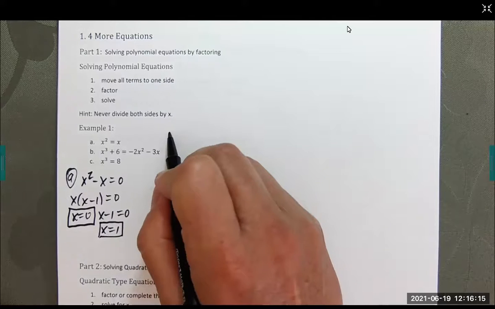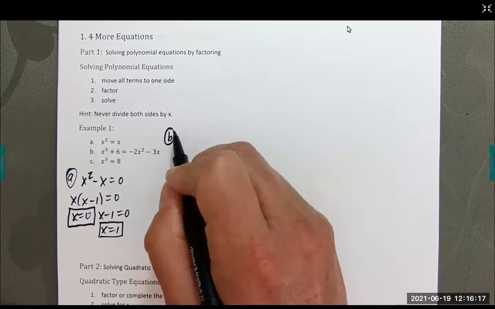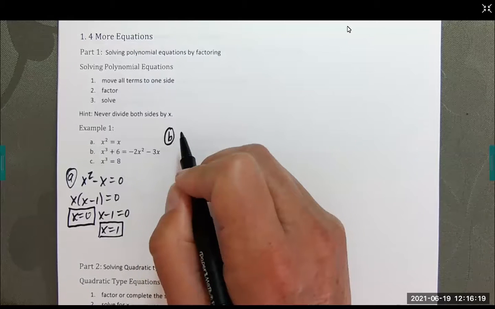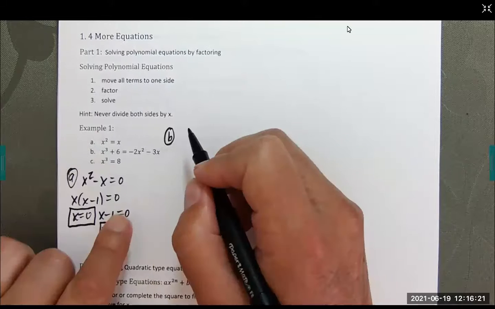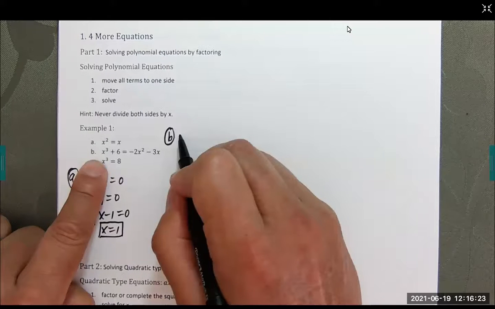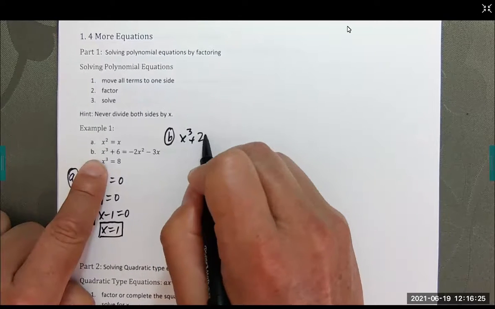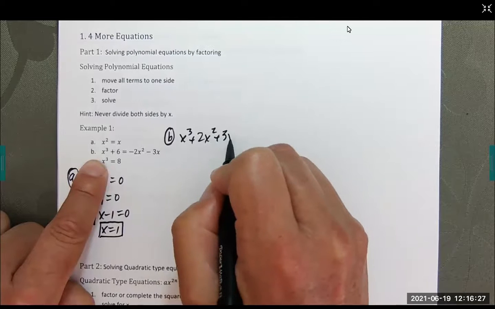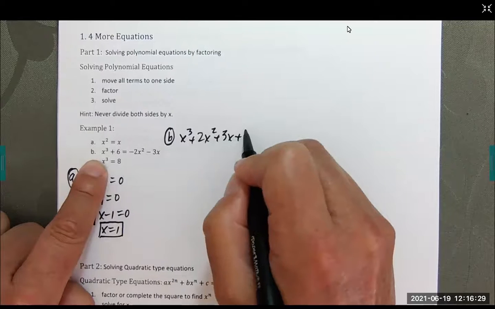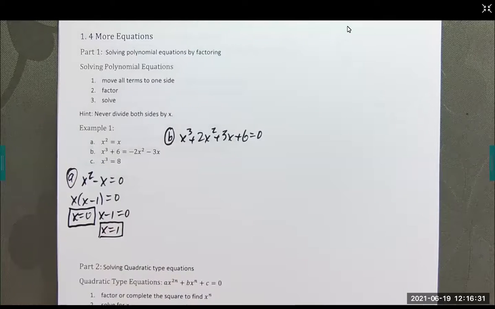So part B. And what I'm going to do is add the 2x squared and the 3x to the other side, getting it equal to 0. And for this one, I have 4 terms that don't combine at all. So what I'm going to try to do is factor by grouping.